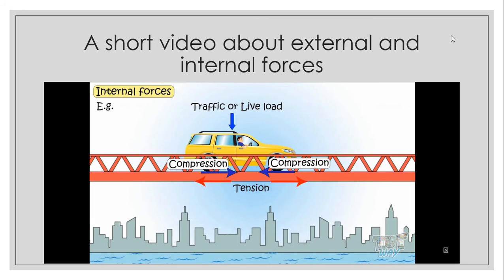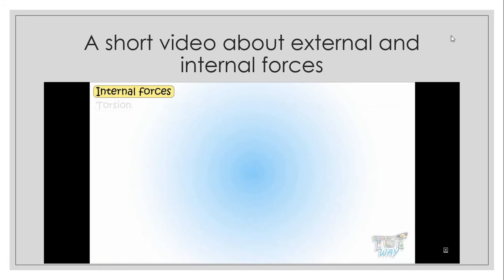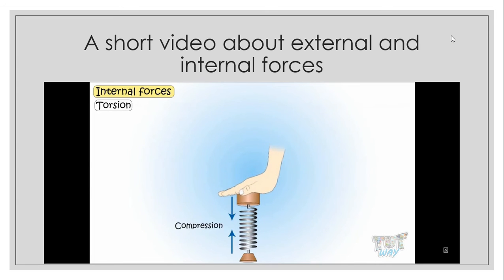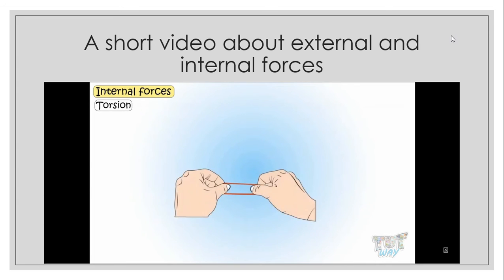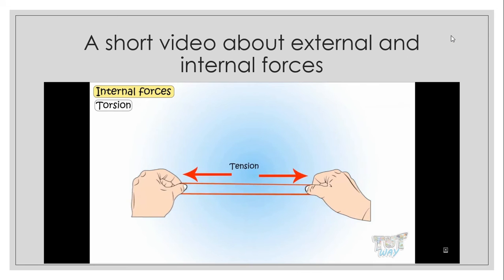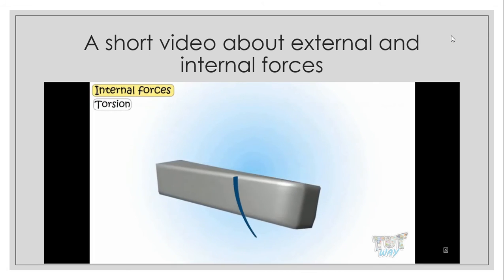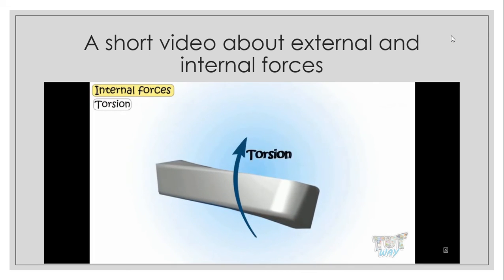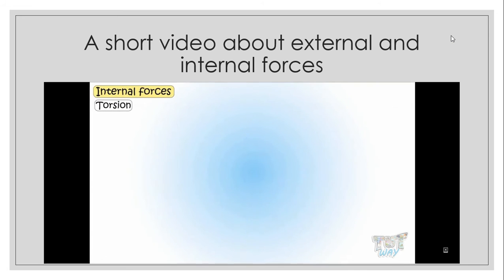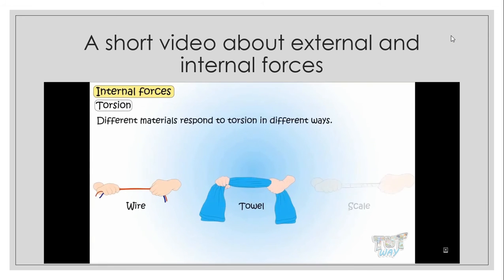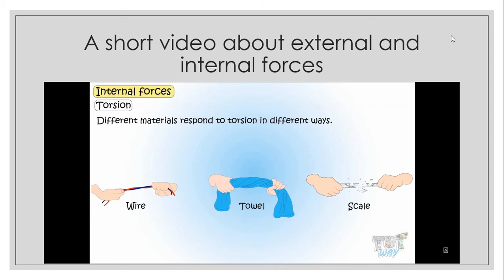Now let's learn another force, and it's torsion. We learned that compressing an object creates compression. Pulling an object from both ends creates tension. Now, when you twist an object, it creates torsion. Different materials respond to torsion in different ways. Some may change their shape, or some may even break.